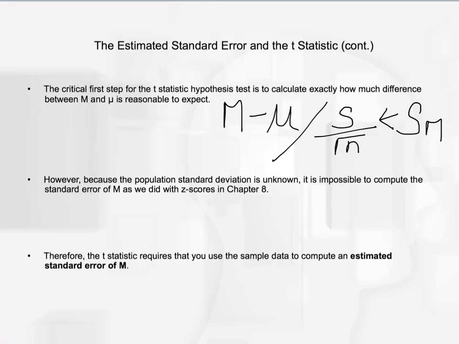And it's an estimated standard error, and we use the term estimated because we don't know the standard deviation of the population. We haven't been able to get access or measure everyone in the population, so we're estimating the population standard deviation to be something similar to the standard deviation of our sample.